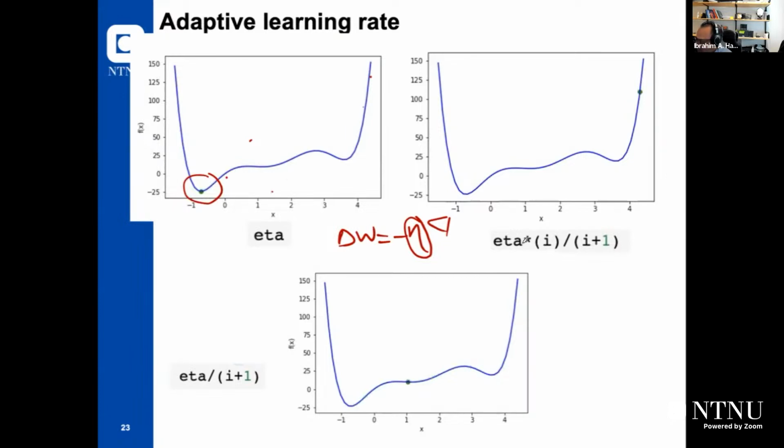So we can use an adaptive learning rate, and for this adaptive learning rate, we need to start with a large value, and after that decrease it with iteration. So I can lower my speed.